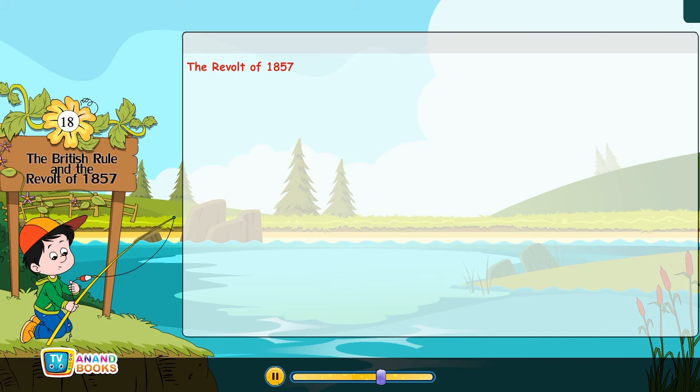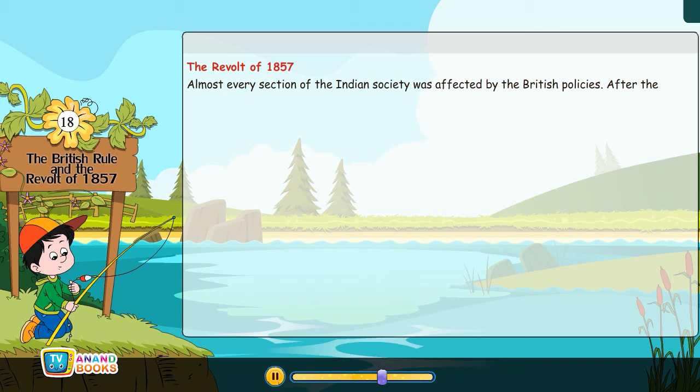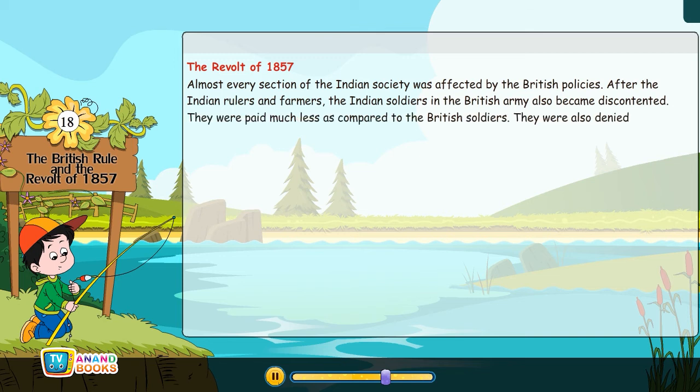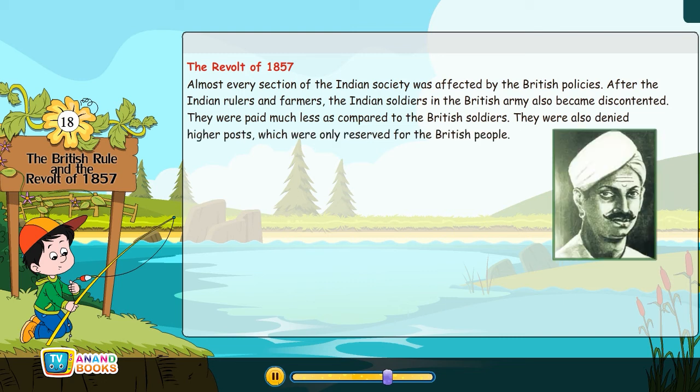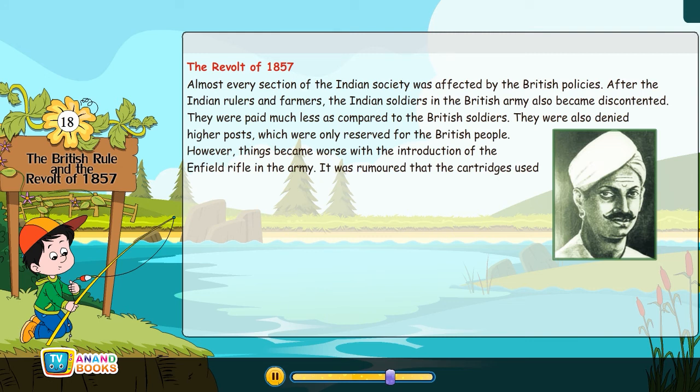The Revolt of 1857. Almost every section of Indian society was affected by the British policies. After the Indian rulers and farmers, the Indian soldiers in the British army also became discontented. They were paid much less as compared to the British soldiers. They were also denied higher posts, which were only reserved for the British people. However, things became worse with the introduction of the Enfield rifle in the army.